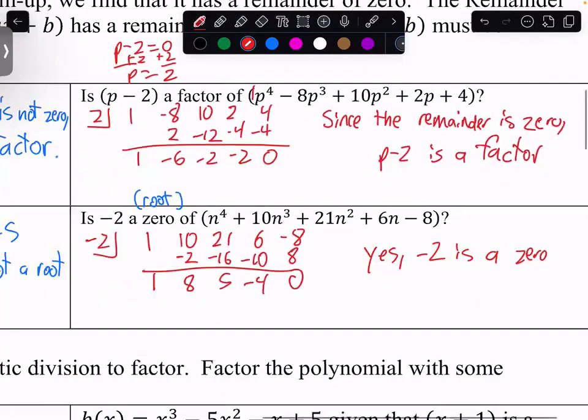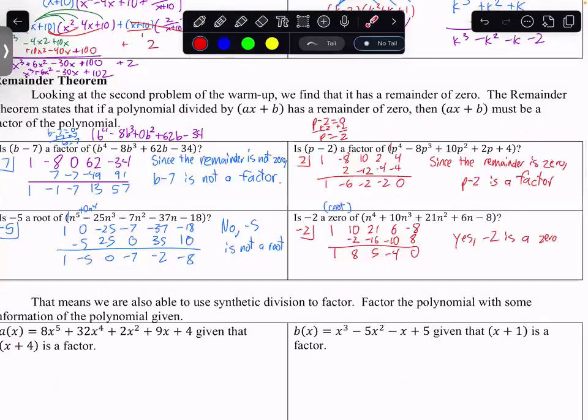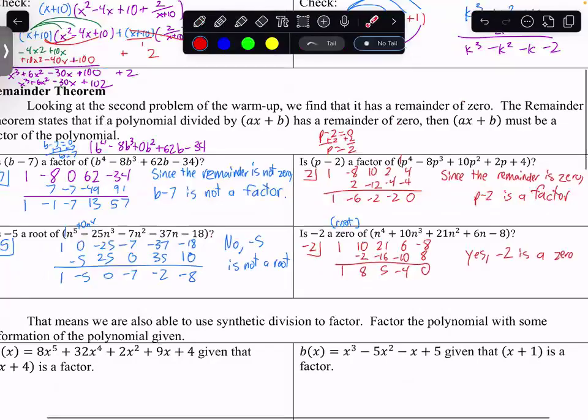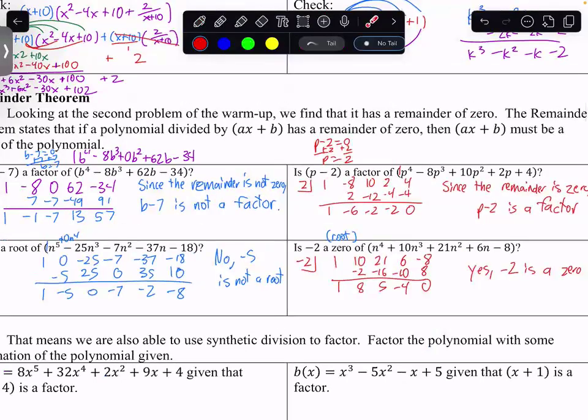Okay. So we're going to be using this as part of the next step. So are there any questions about the process of determining if something is a factor or if something's a root? No?